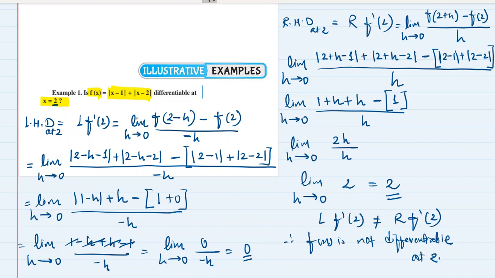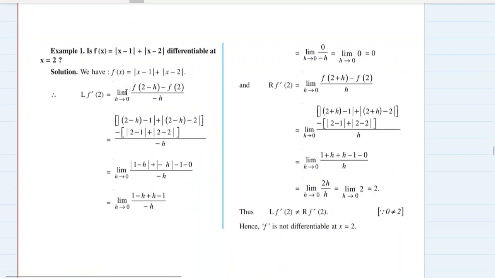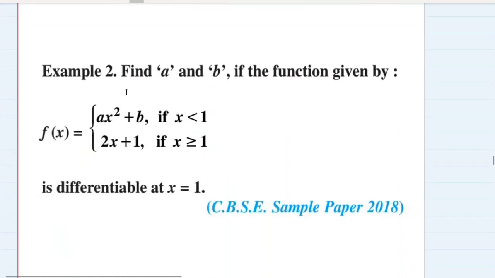All right, let's go to the next question. Next question is, find a and b if the function given by f of x is equal to ax square plus b if x is smaller than 1, and f of x is equal to 2x plus 1 if x is greater than or equal to 1, is differentiable at x is equal to 1.